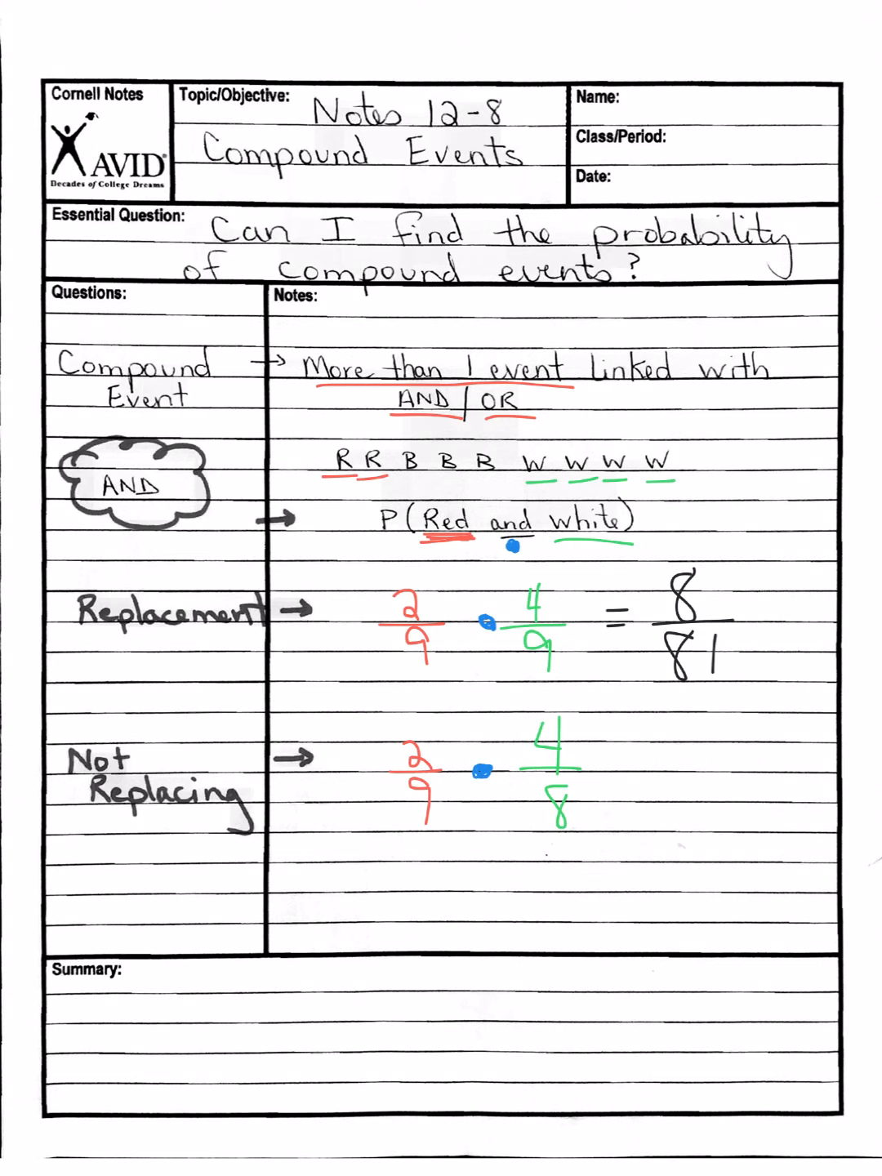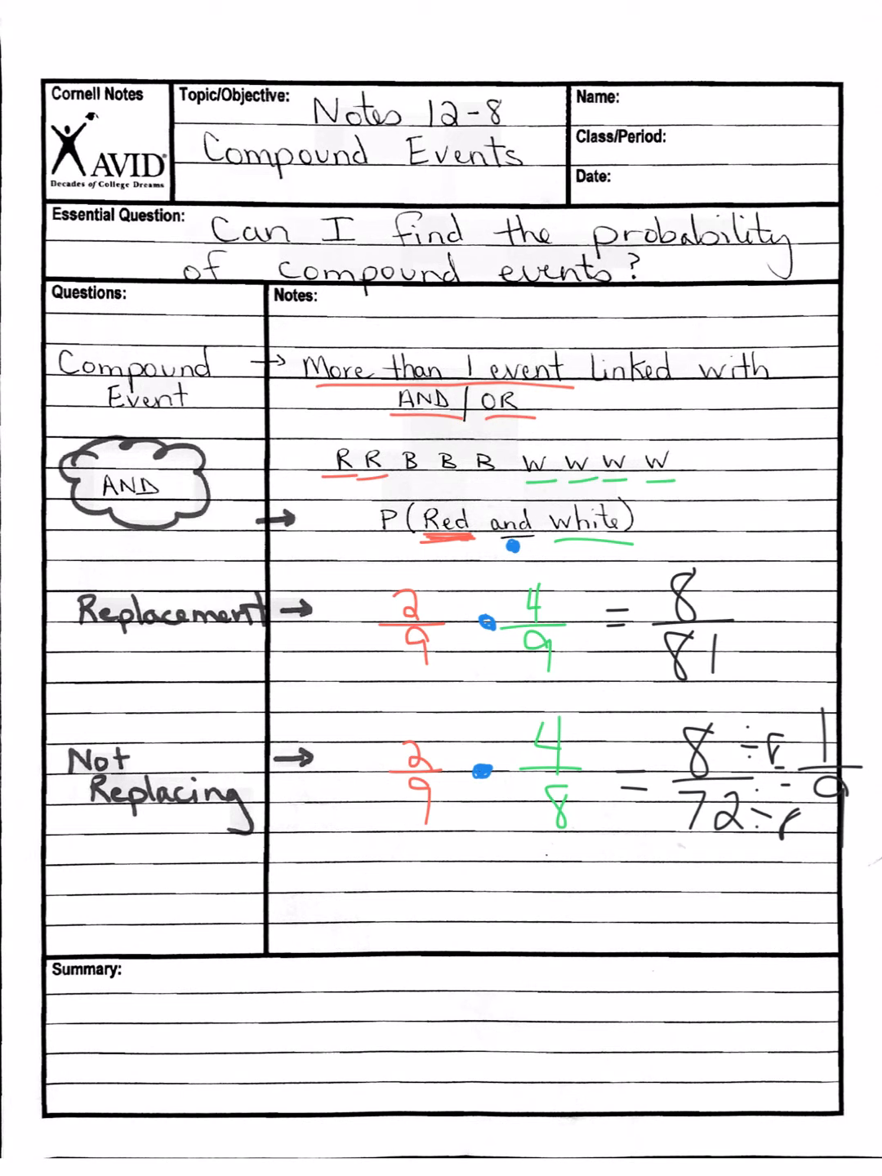So we have to be careful if it's talking about replacement where we put the block back, or if we are not replacing. And again, the word and there means multiplication. So 2 times 4 would be 8. And 9 times 8 is 72. If you want to simplify that fraction, we could get 1/9 if we divide both by 8. So that is an example of compound, meaning more than one thing happening. And I gave you an example of the and with replacement and not replacement.